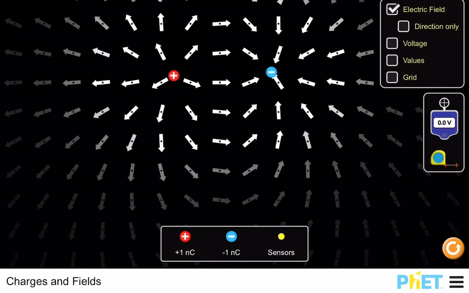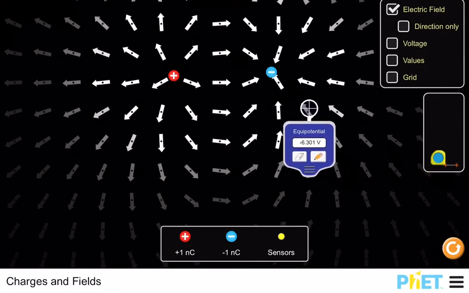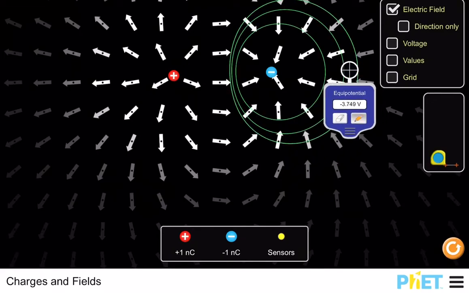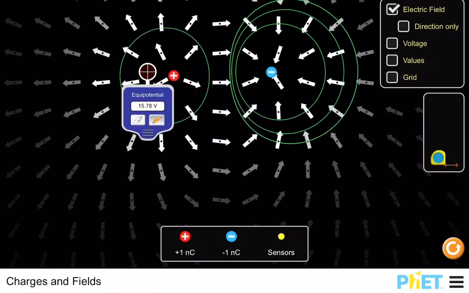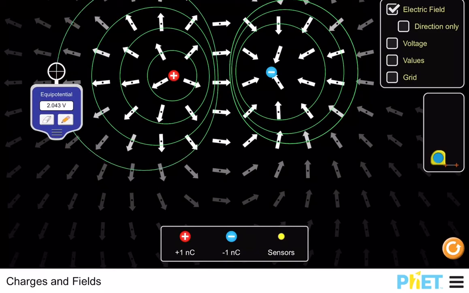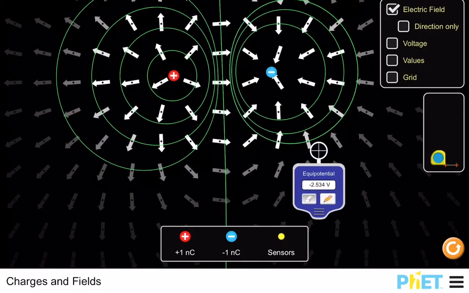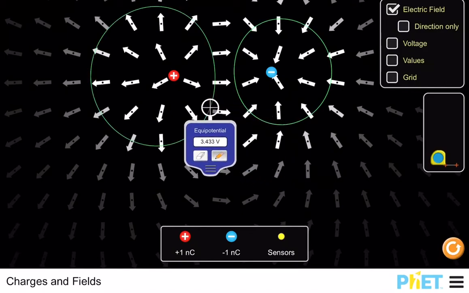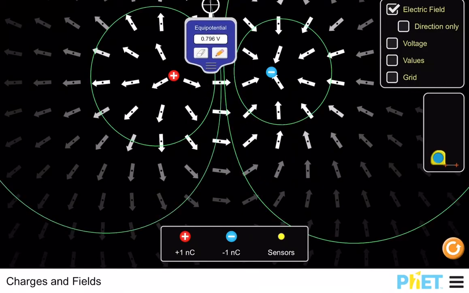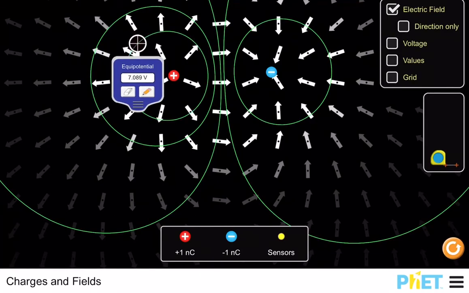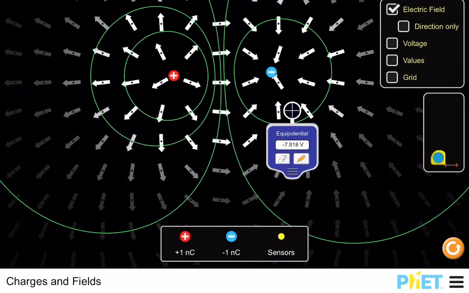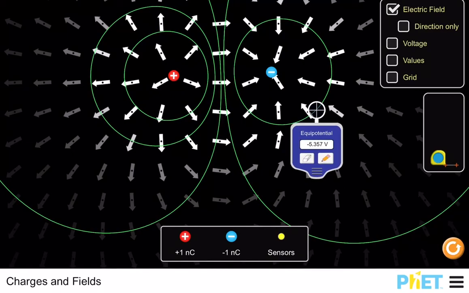Here I have a simulation. Let's say you have one positive charge and one negative charge here. To measure the equipotential line, I just bring the probe here and create an equipotential line. I can create many equipotential lines here. All these contours, all the closed loops, are the equipotential lines due to the positive and negative charges.